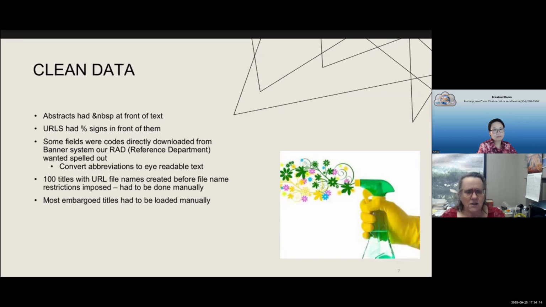Then there were 100 titles that had been created in the early days of the locally grown ETD system, when they didn't have any file restrictions imposed. And so the file names were incorporated into the URLs, and the URLs were just not functioning well because of that, and they wouldn't import into the system in a batch mode. So that had to be done. So those 100 titles had to be put into the new system manually.